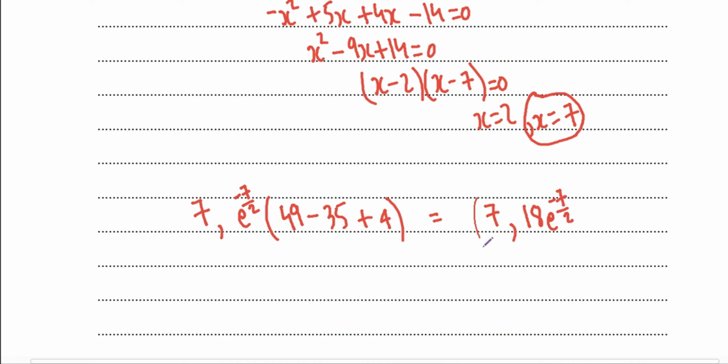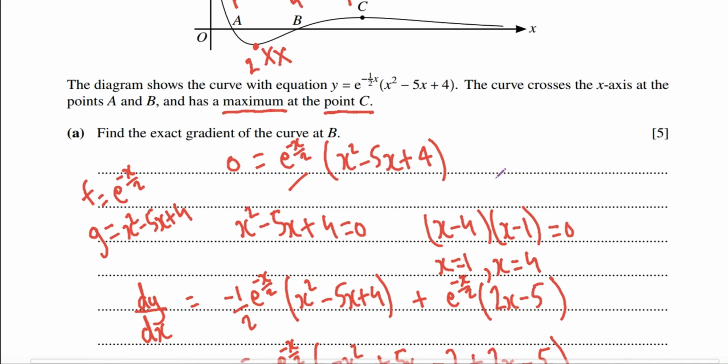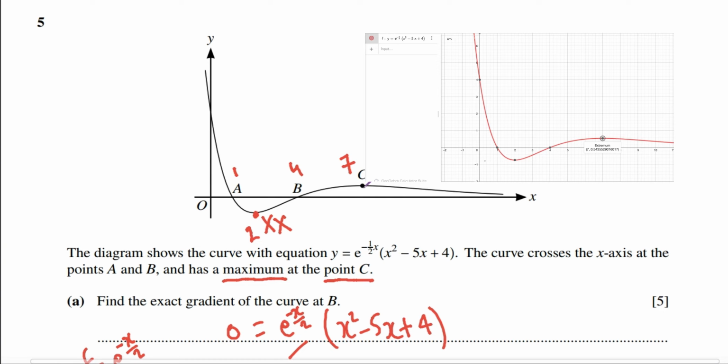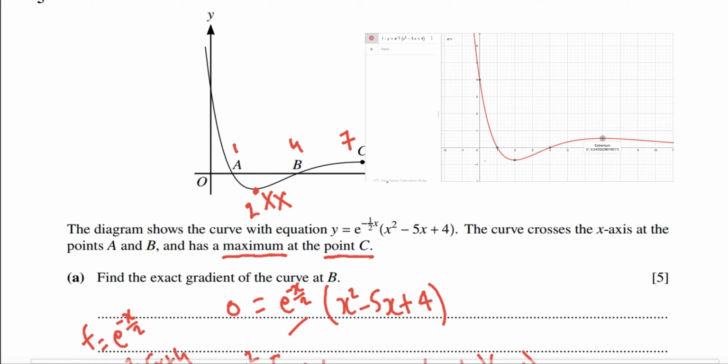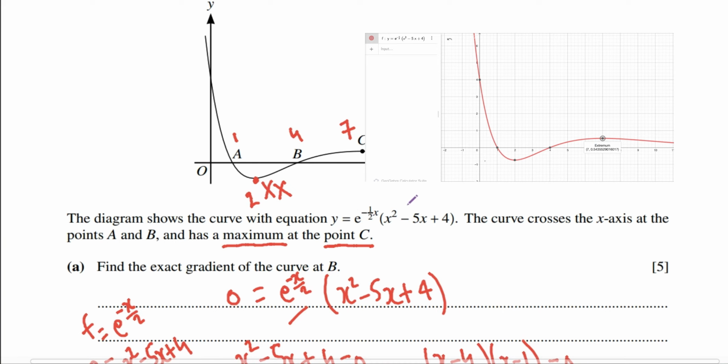Once again, if I edit it correctly, I will tell GeoGebra to draw this curve for me, and you will see that this point is actually at x equals 7, and the value of that is 18 times e to the power negative 7 over 2.